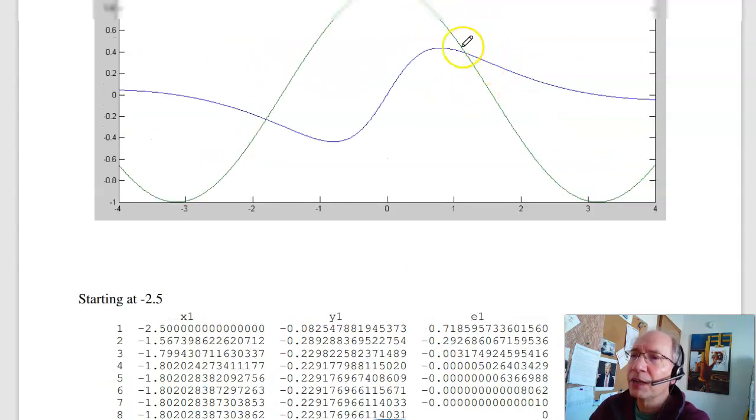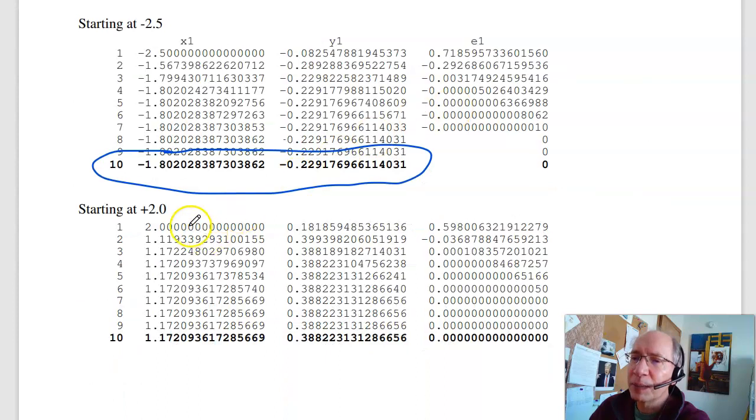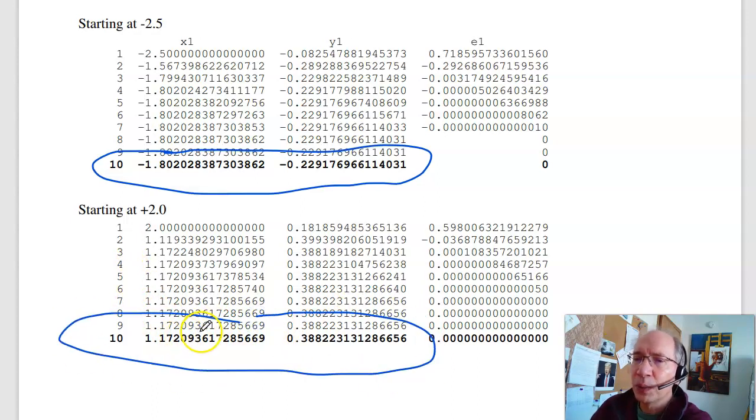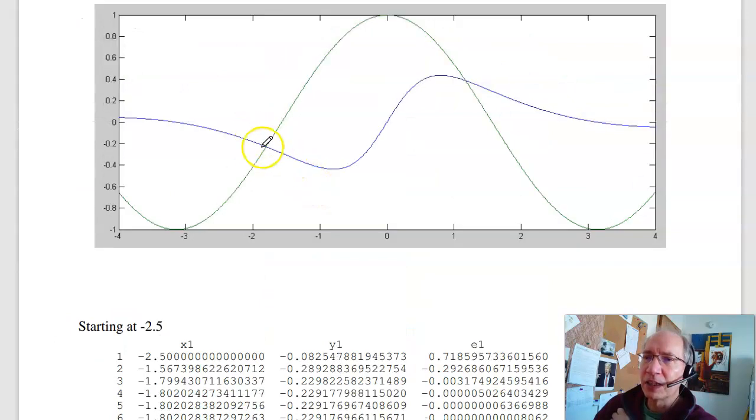If instead I guess close to here, say make my initial guess +2, it'll iterate and find the solution close to +2. And notice with the errors, it very quickly converges. After like 4 or 5 iterations, you're there. So the second solution is 1.1720936. That's the beauty of Newton's method. I can numerically find these solutions, but the catch is I have to give it an initial guess, and it's going to converge and typically find the solution close to my initial guess.